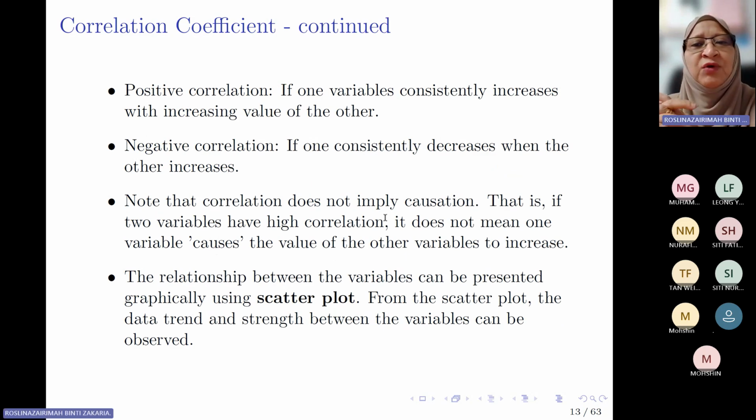Okay, positive correlation means one variable consistently increases with increasing value of the other. So if one value increases, so does the other. That means both are increasing, which is shown by a positive correlation. If the correlation is negative, they are opposite. If one constantly decreases, the other increases. So they have an opposite relationship. Note that correlation does not imply causation. That is, if two variables have high correlation, it does not mean that one variable causes the value of the other variable to increase.